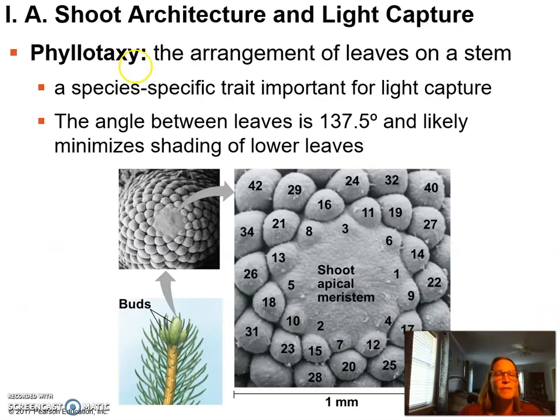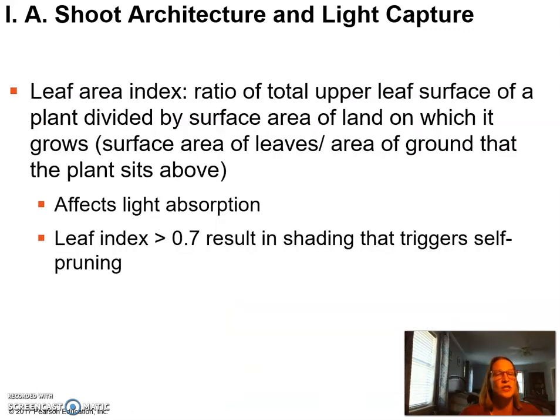We also discussed phyllotaxy, which was the arrangement of leaves on a stem, and that it occurs in a pattern which typically reduces overlap between the leaves, and that makes photosynthesis a lot more efficient. We talked about the leaf area index, which is a way of measuring the overlap between the leaves if it occurs on a plant. And plants with a higher leaf area index, greater than 0.7, typically start to self-prune, which means dropping some of the leaves that are being shaded out, which makes the overall plant a lot more efficient.